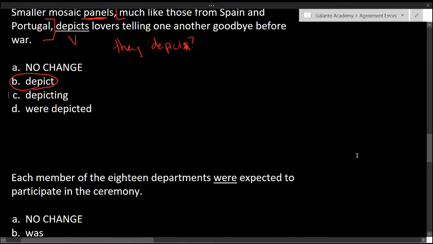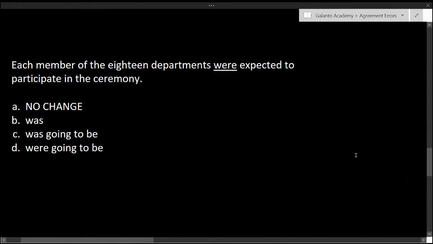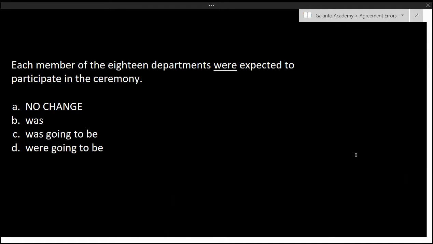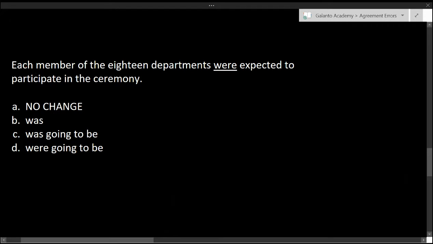So our final one is a little bit different. And this is asking us to look at number again, but we don't have that non-essential interrupter that's a little bit easier to identify because of the commas there. The sentence reads, each member of the 18 departments were expected to participate in the ceremony. We have no change, was going to be, and were going to be. So were is obviously our verb because it's underlined here. That's what we're looking at. That's our action.